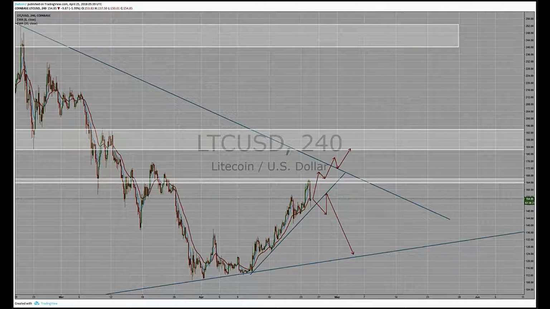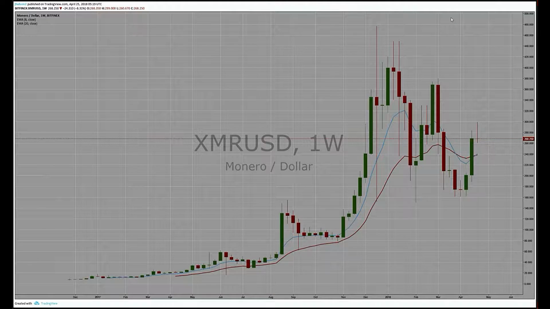That's what I've got for Litecoin. And moving on to the last pair, which is going to be Monero. Monero's candlestick last week was a very strong bullish engulfing candle. This week's candlestick is currently looking like it could potentially be a hammer, much like all the other weekly time frames that I've looked at. So we'll have to wait and see how that weekly candlestick closes.